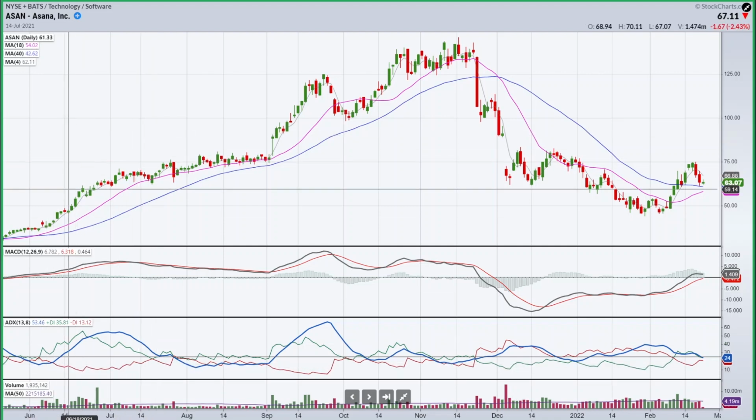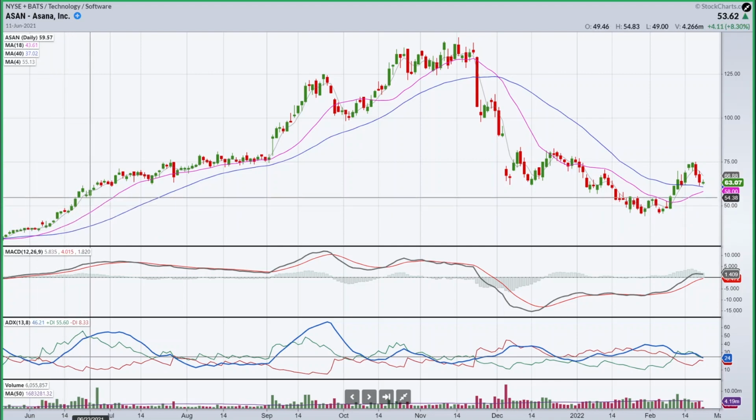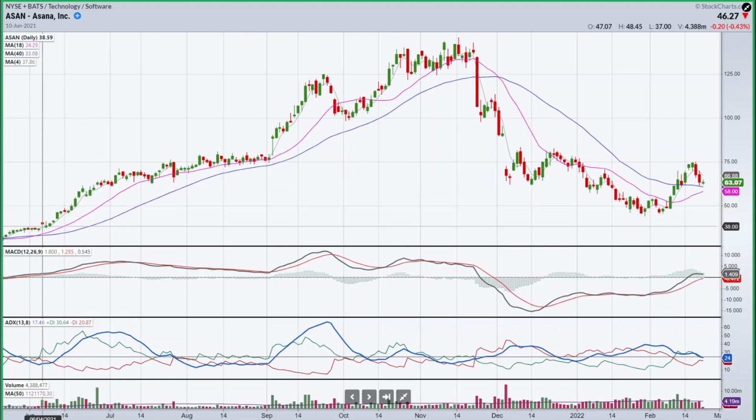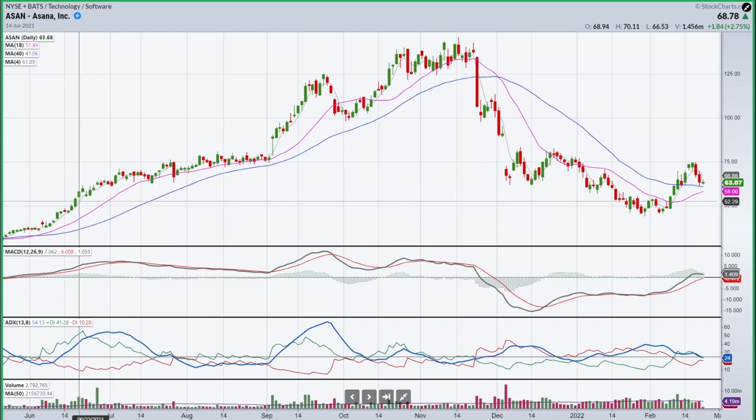And so what I want to talk about here is when a stock is making a pretty strong trending move. I'm going to start at the far left and work my way all the way through this chart.